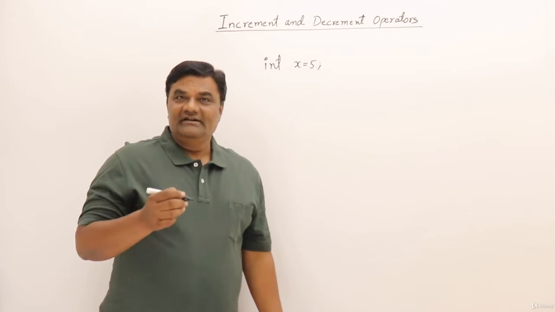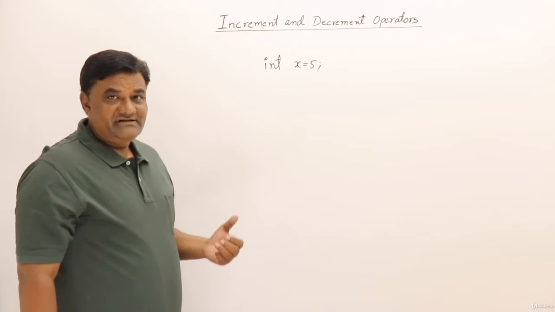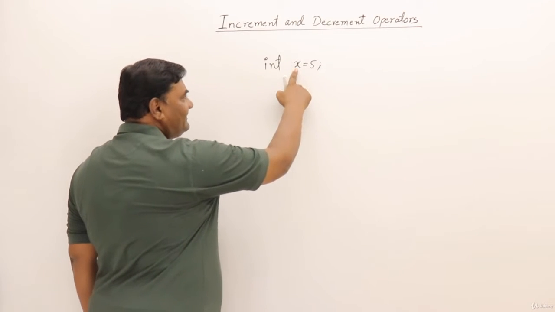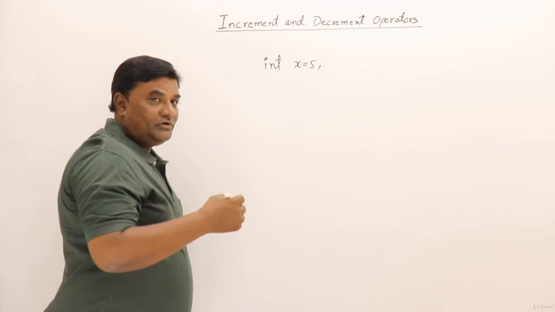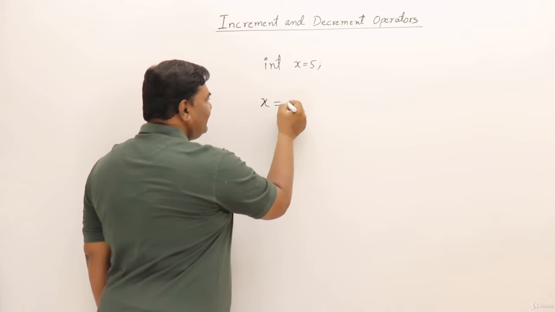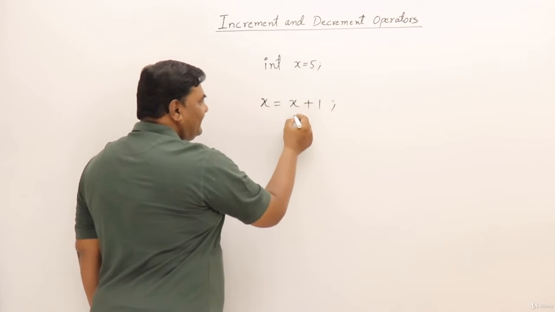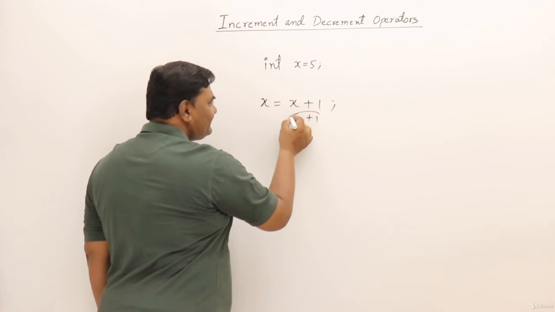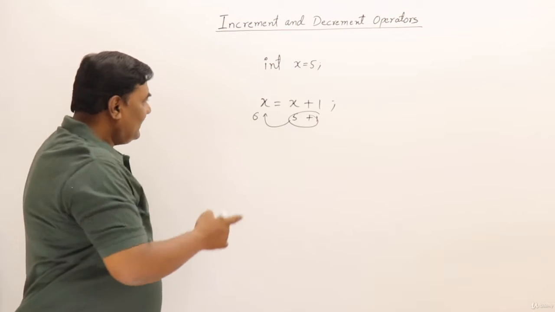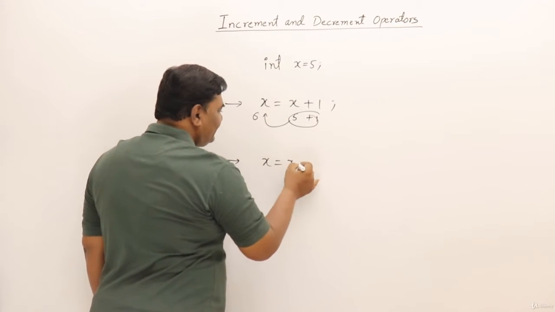Next topic is increment decrement operators. It's a common practice in languages that suppose you have a variable x having value 5 and we want to increase the value, then we write the statement like this: x assign with x plus 1. So whatever the value of x, that is 5 plus 1, it becomes 6, and that result is stored in x. Otherwise, we also need another type of statement, that is x assigned with x minus 1.